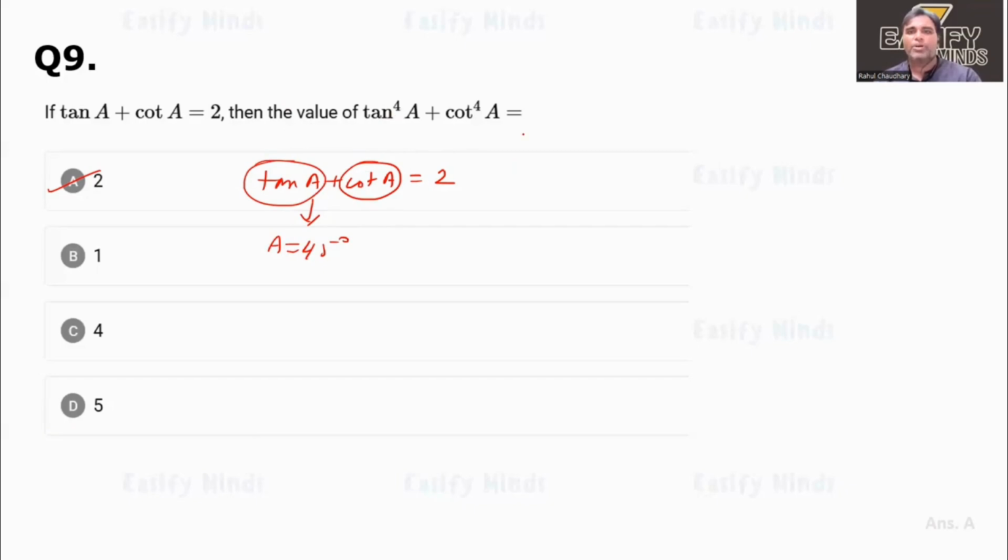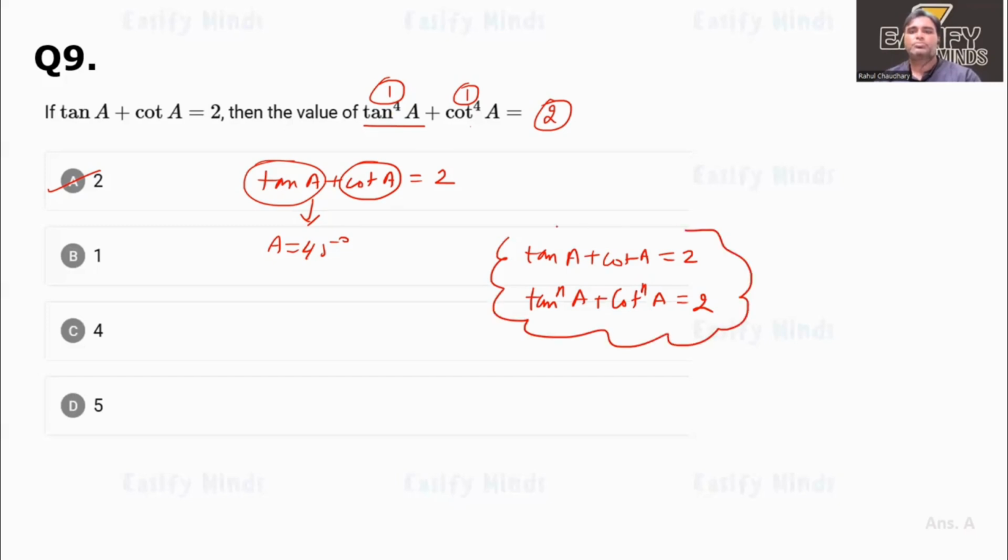So tan 45 to any power will be 1. What will be the answer? 1. And cot 45 to any power is 1. So the answer is 2. Clear? So whenever they say tan A plus cot A equals 2, remember that tan power anything plus cot power anything, the answer will be how much? 2. Because tan and cot are reciprocal of each other. Clear?